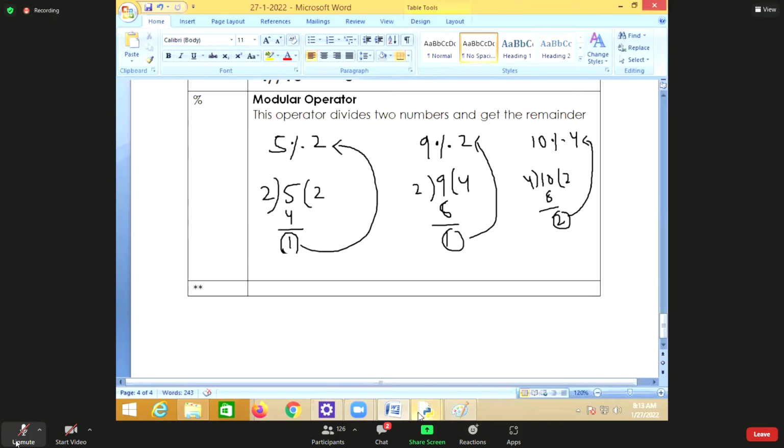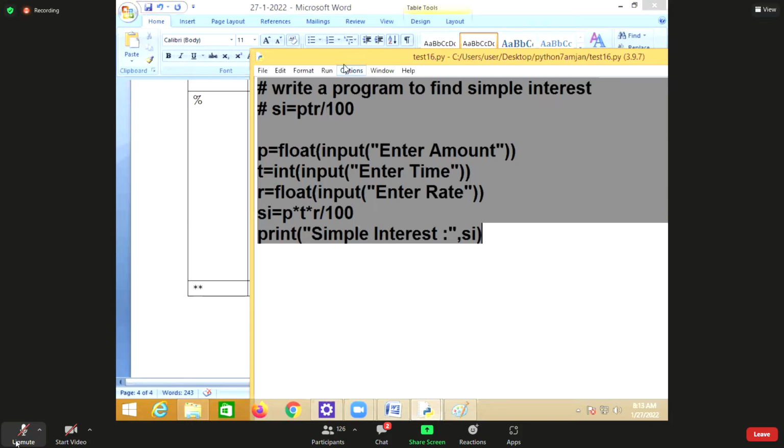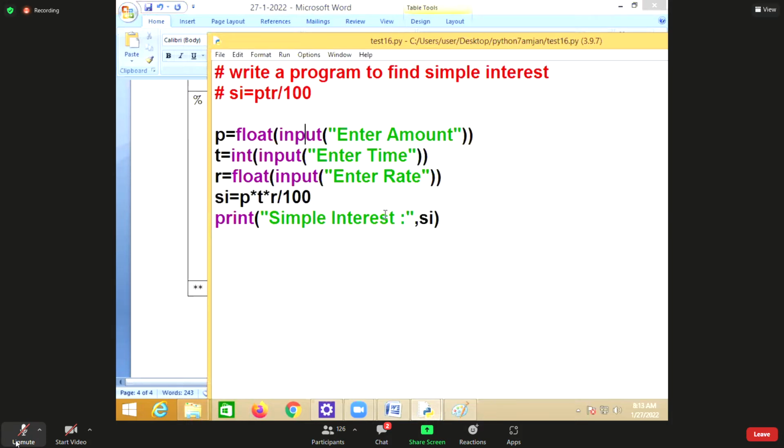Now this is useful to check whether a number is even or odd. If I want to check that, I have to find the remainder. If the remainder is 0, then it is an even number. If the remainder is not 0, then it is an odd number. Not only that, if you want to find out whether a number is a multiple of another number, that even I can find out using percentage.